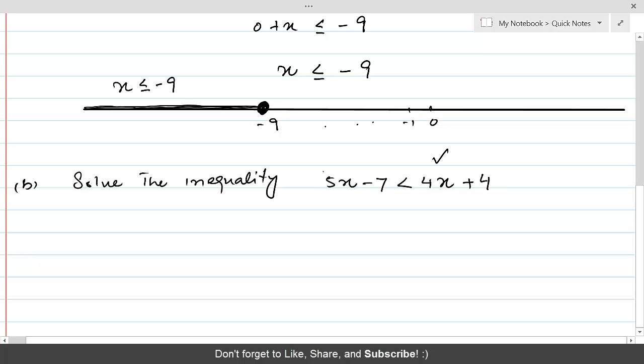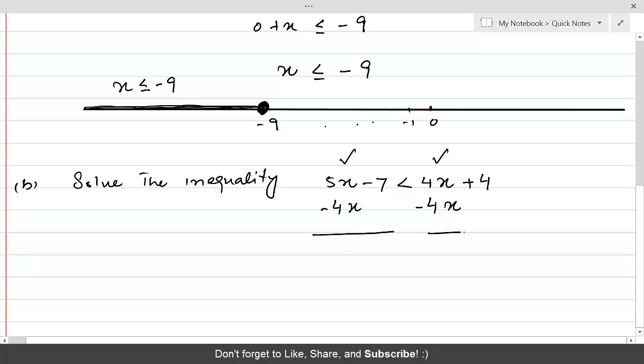Here x is unknown and this term involves x. This is another term which involves x. So we need to transfer both of these terms on one side and the known terms like minus 7 and plus 4 on the other side. How do we transfer? We transfer something by adding the additive inverse. So let's transfer 4x, and for that purpose we are going to add its additive inverse, which is minus 4x on both sides.